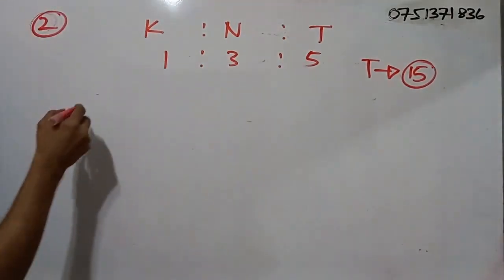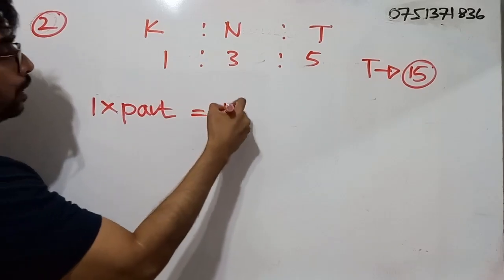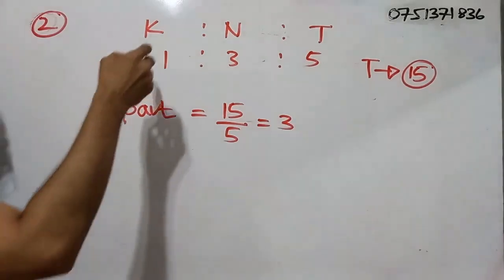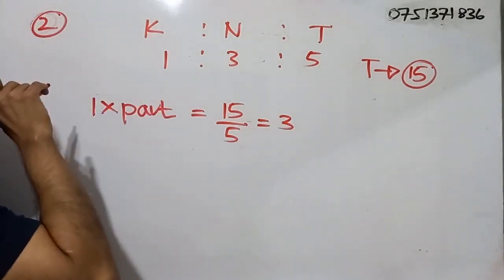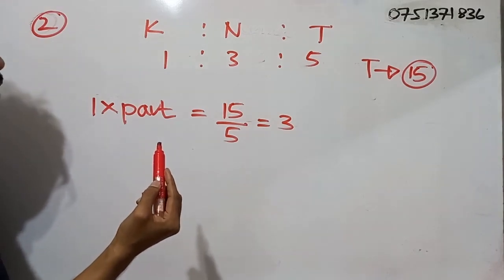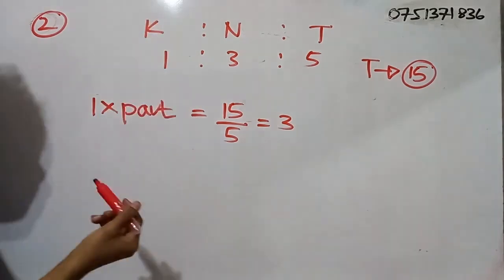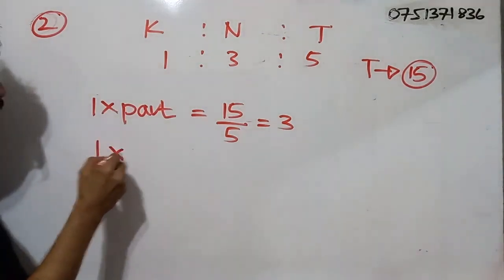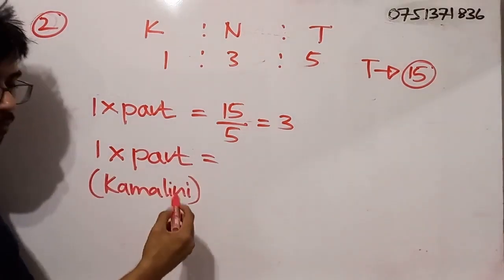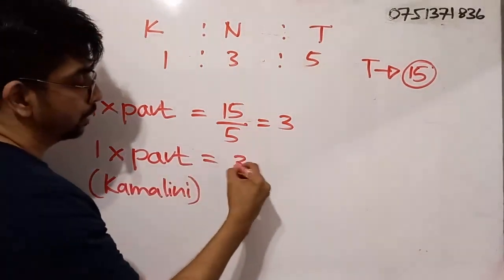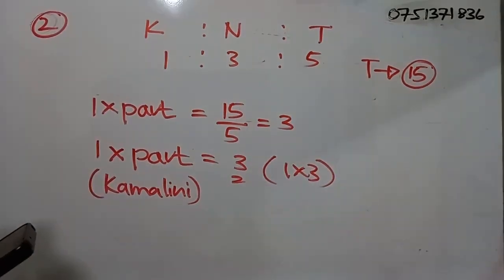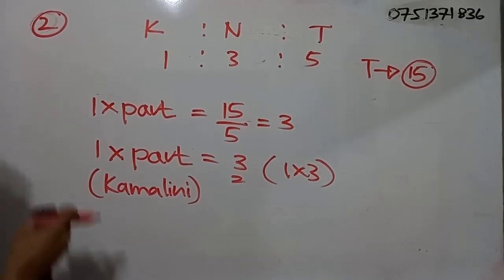That means we can calculate the value of one part. So that is what? 15 we have to divide by 5. So that is 3. The term under Kamalini is what? 1, no? So she also received one part, right? So one part, that means the amount of Verulu that Kamalini received is 3. Or 1 into 3. Find also the number of Verulu Nimal received.